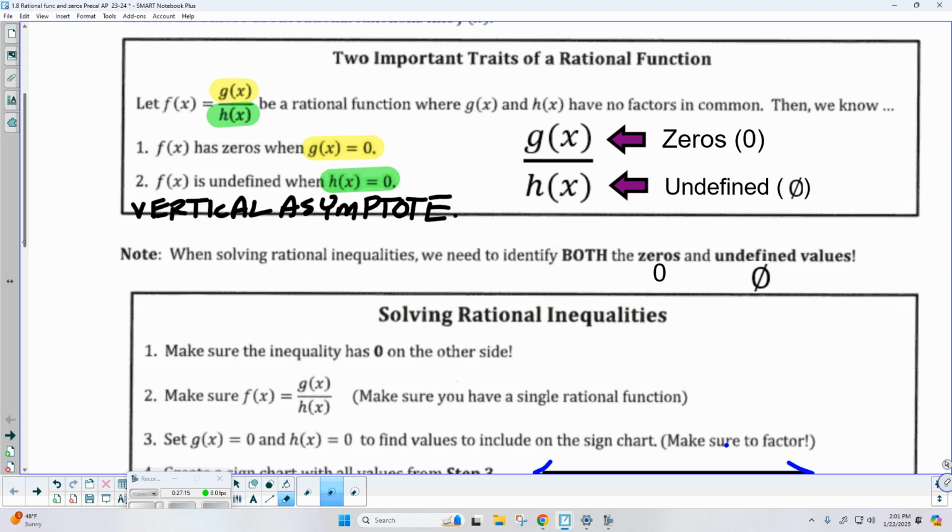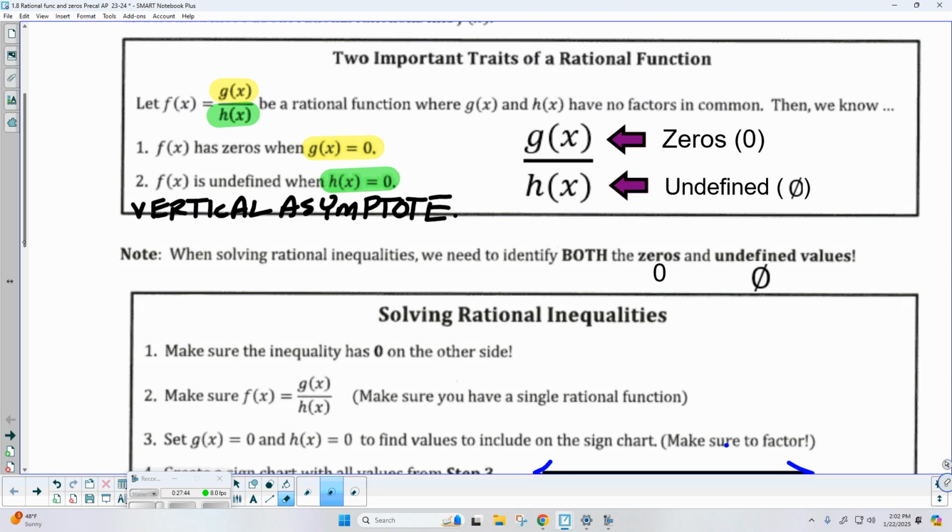Now, think back to 1.5 when we were working with a polynomial inequality. We factored the polynomial, we found its roots, we created the sign chart. We're doing the same thing here, but we have to look at the numerator and the denominator. Any value coming out of the numerator, we're going to call that a 0, and we're just going to define it with that 0. Anything coming out of the denominator, that's undefined. We're going to define it with the no solution symbol.